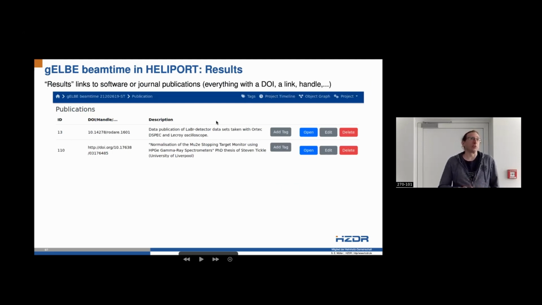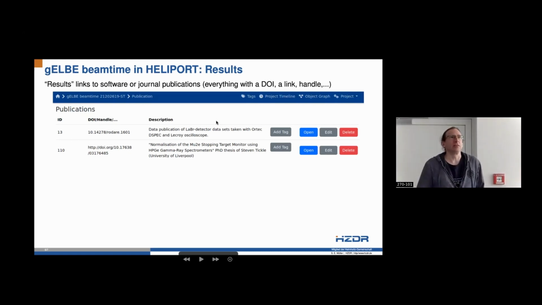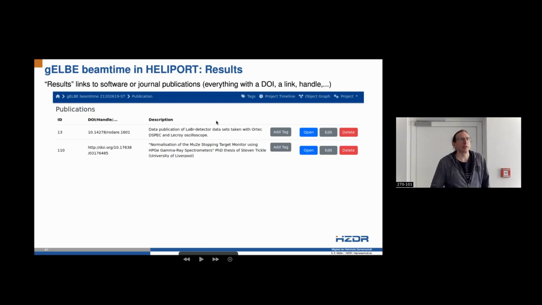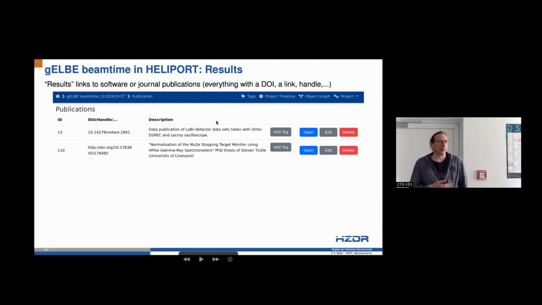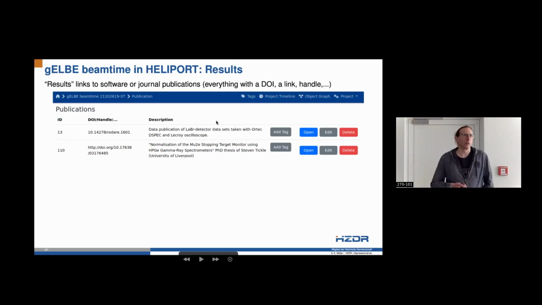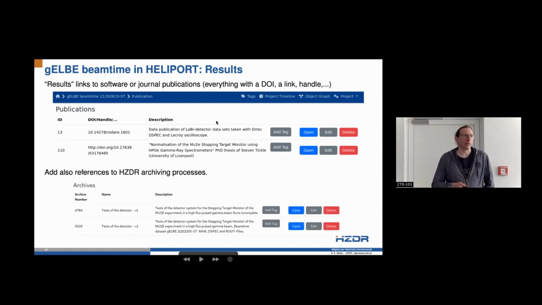And then in the end, of course, there are the results, namely publications. And these are simply links to software or journal publications. So here we have one data publication in our Rodare system, which you can access from here. And then recently also one of our UK colleagues submitted his PhD thesis, which we can also access from here. And the actual paper is now under review and should be also pushed to the archive soon. So then this will be added here. And this is, of course, very convenient.